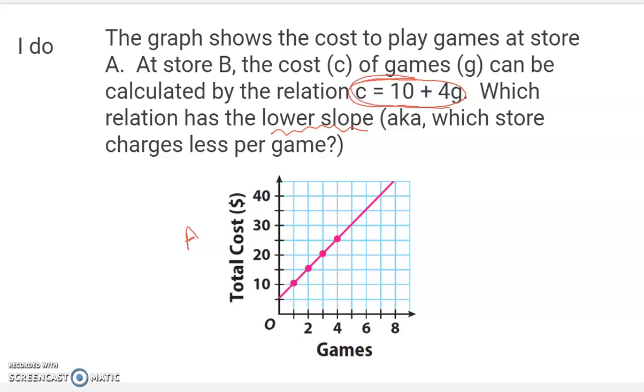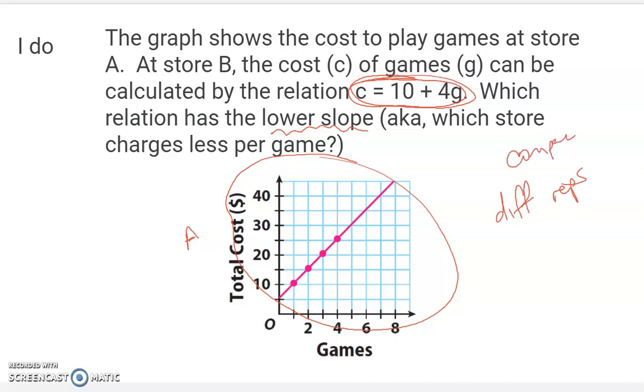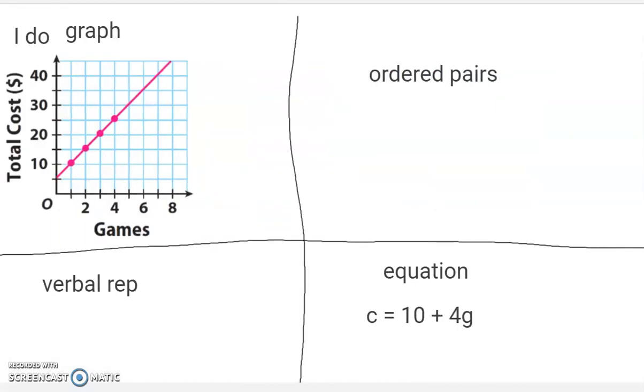Okay, this has a lower slope, or this has a lower slope. That's what we're talking about. These relations are in different representations, and we're still asked to compare them, which is greater, which is less. So what I like to do is to kind of set myself up on this because I want to compare them, so it'd be nice to have my things laid out. So here's store A, I got the graph. Here's store B, I got the equation. And I'm going to find out which has the greater slope.